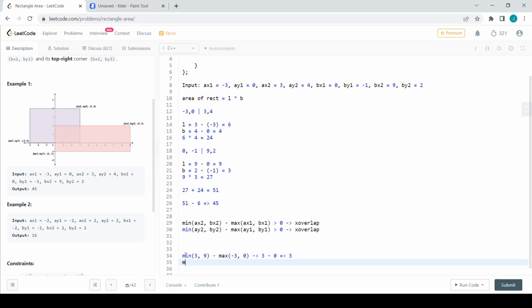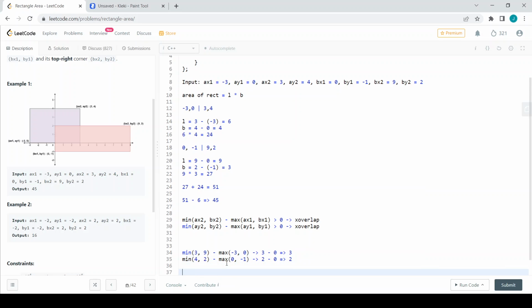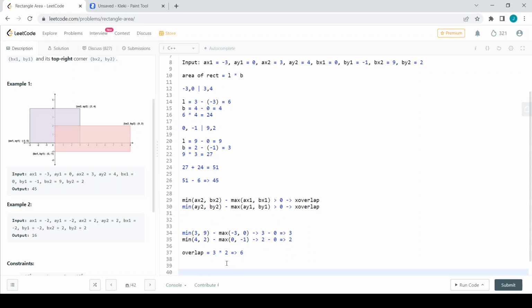Similarly for the y direction, ay2 is 4 and by2 is 2, so the minimum is 2, and the maximum of ay1, which is 0, and by1, which is minus 1, is 0. So the total distance we get is 2, and the overlap region is 3 cross 2, which is 6. So we can get the overlap region this way.